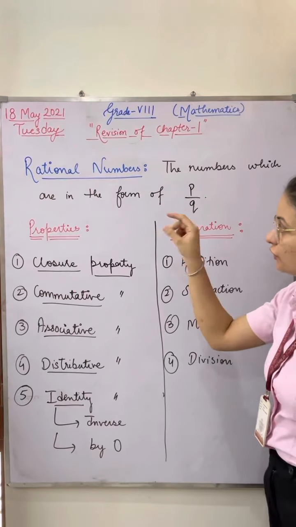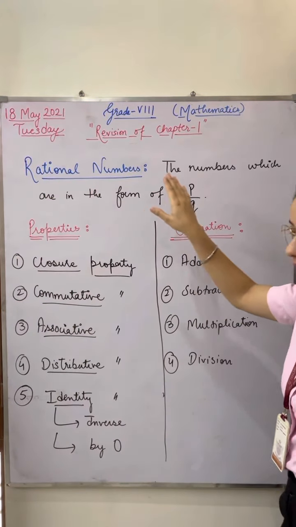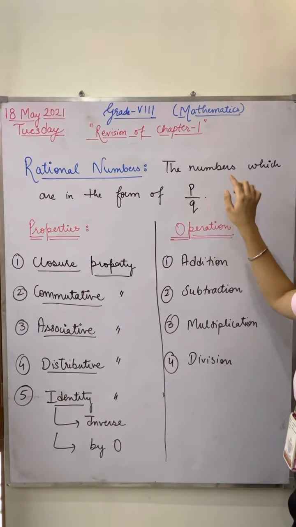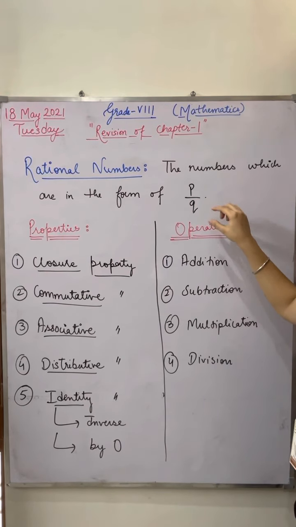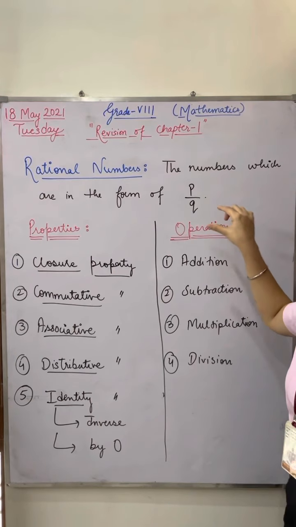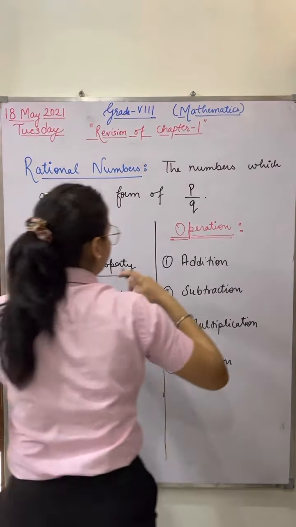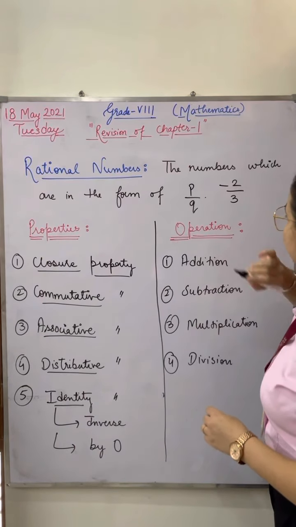Okay. So first of all you must know what rational numbers are. Rational numbers are the numbers which are in the form of p by q. Something should be there in the numerator and something we are writing in the denominator. Suppose I'm writing minus 2 upon 3. That is a rational number.